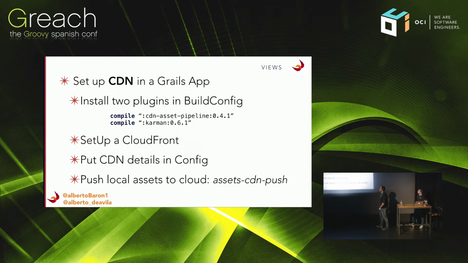So what do I have to do to set it up? First of all, install two plugins: the CDN Asset Pipeline and the Karman. After that, you have to set up a CloudFront, such as Amazon, for example. You have to put the CDN details in your config file, and after that, you only have to push the local assets to the cloud to use it.